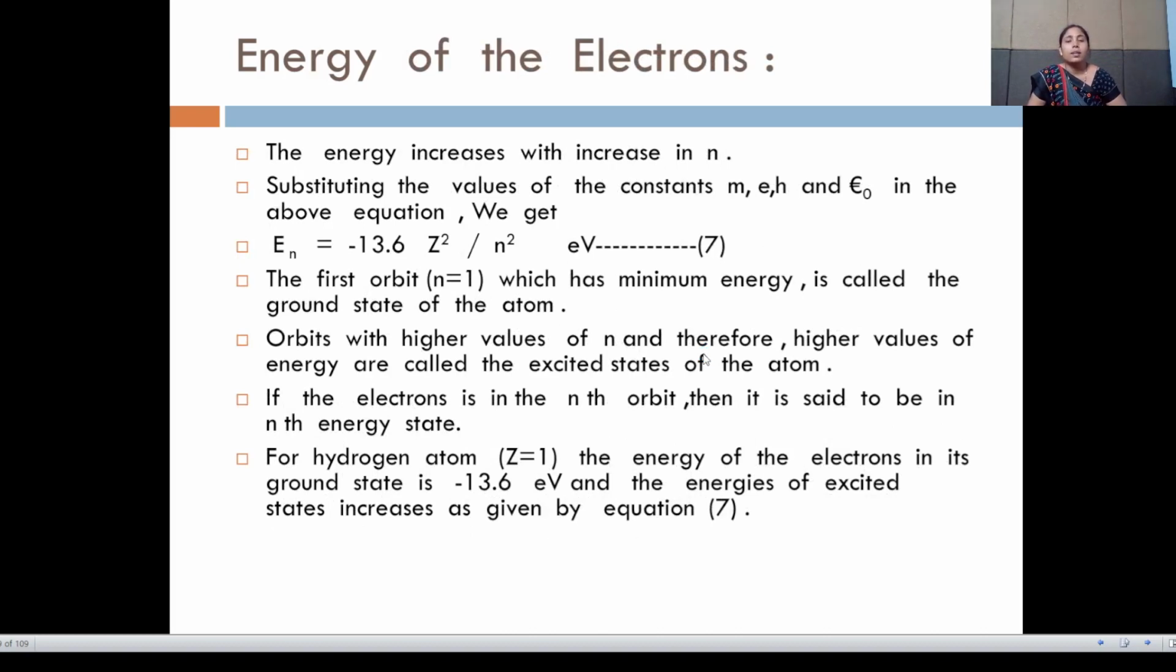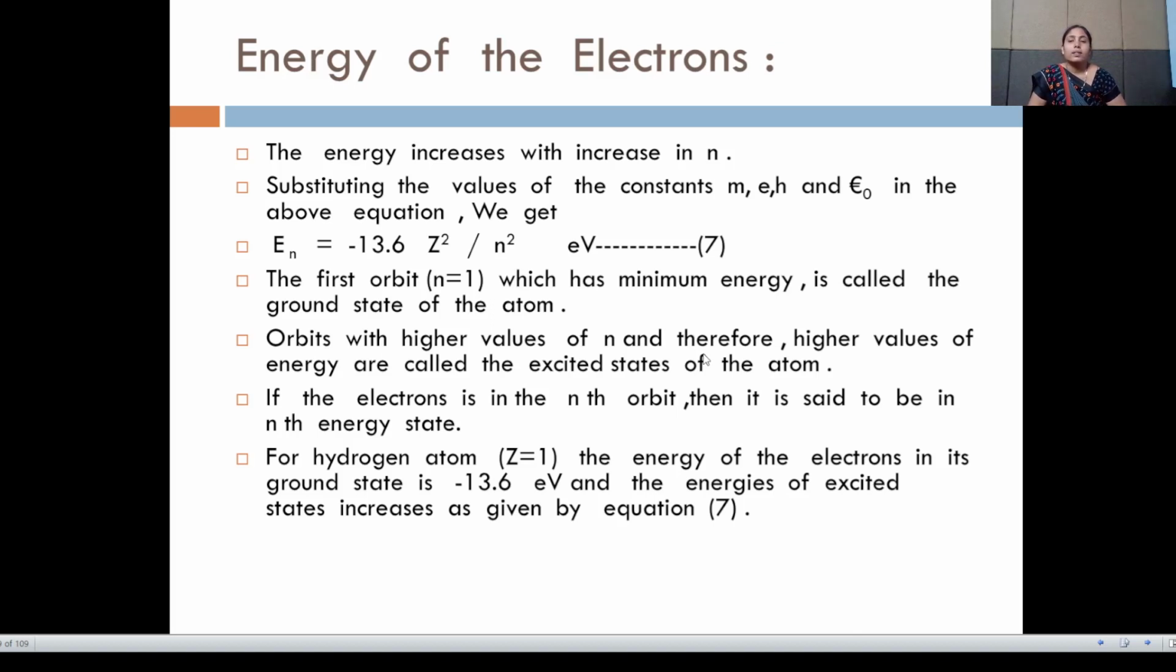Substituting the values of the constants m, e, h and epsilon naught in the above equation, we know that the mass of electron is 9.31 into 10 raised to minus 31 kg. e is equal to the charge of electron, 1.6 into 10 raised to minus 19 coulomb. h is Planck's constant, and epsilon naught is the permittivity of free space, 8.854 into 10 raised to minus 12. By putting the values of epsilon naught, mass, e and h, we will get the above equation.